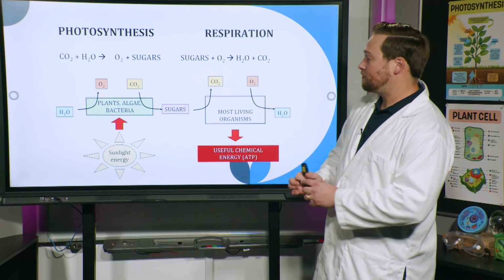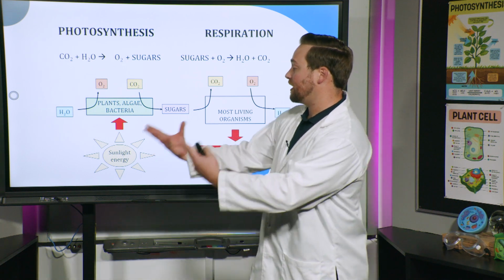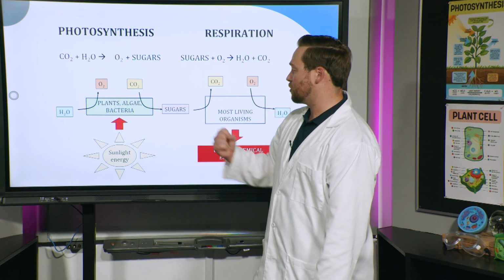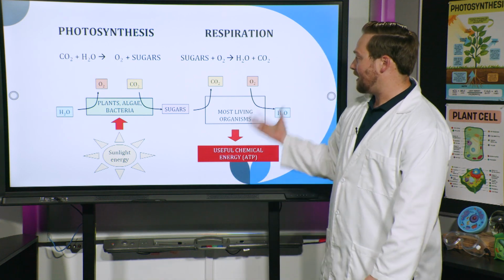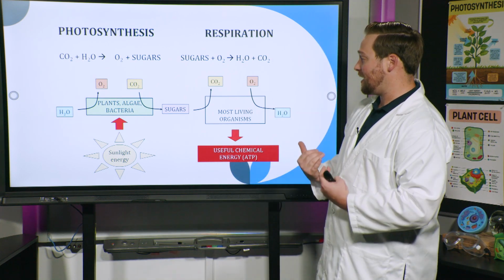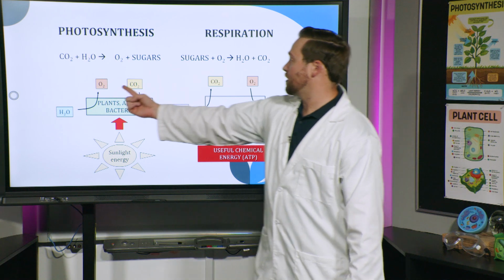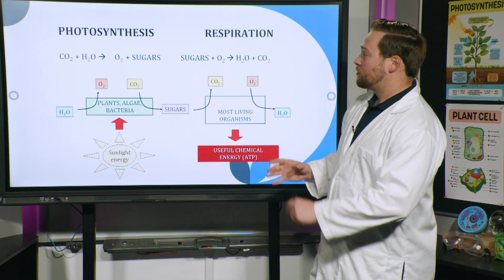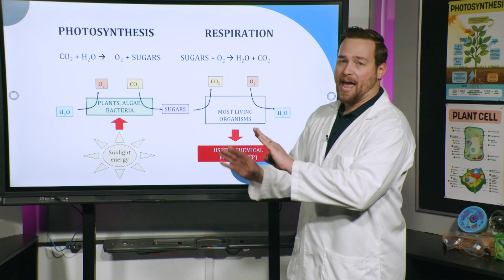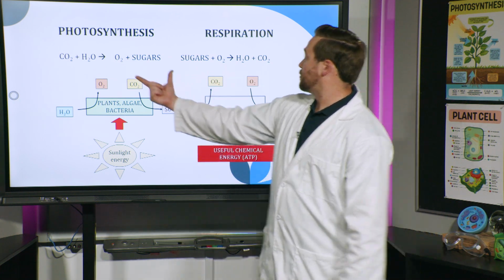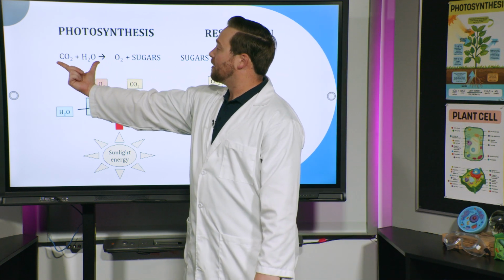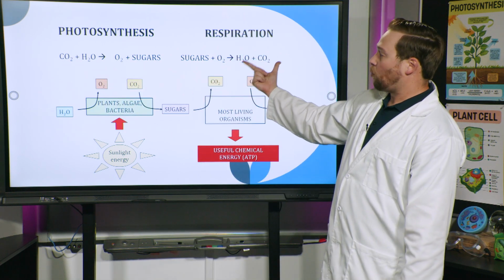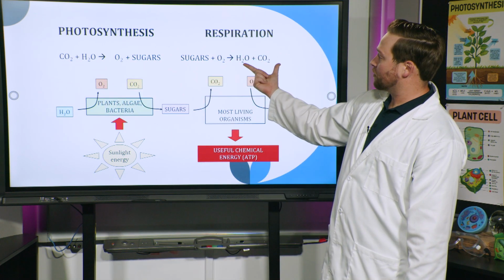Notice, what do we release in photosynthesis? We release oxygen and sugars. Well, that's the same thing that we take in during cellular respiration. We're taking in the oxygen that we made here, and the sugar that we made here. So the products and reactants are reversed. Just look at it like this: CO2 and water go into photosynthesis. CO2 and water come out of cellular respiration.